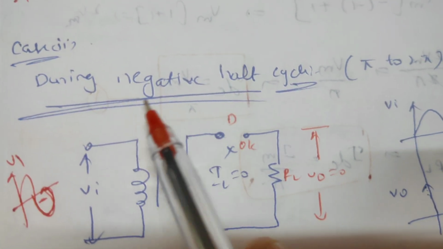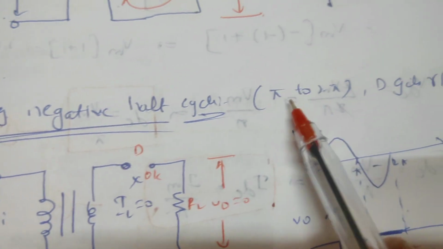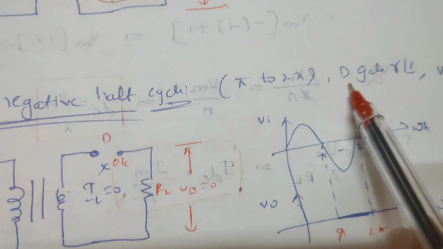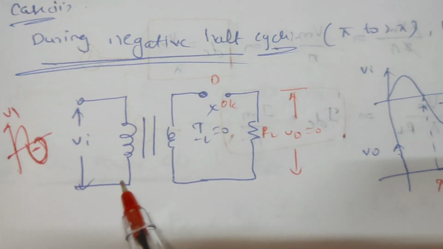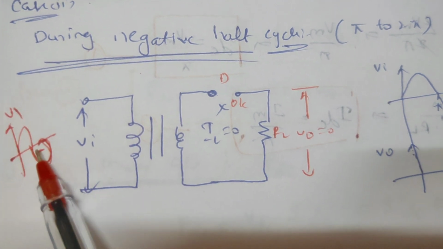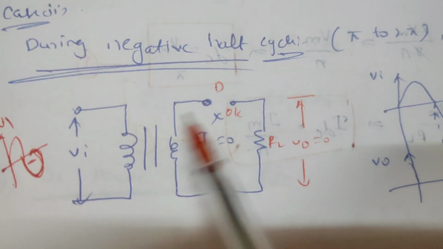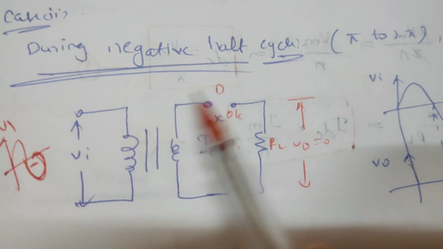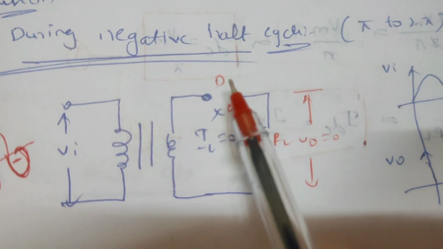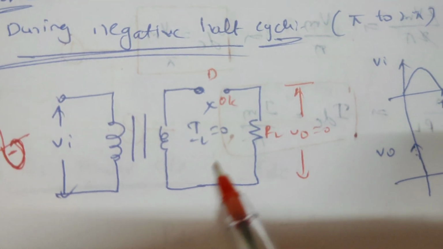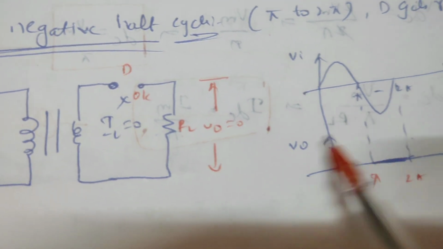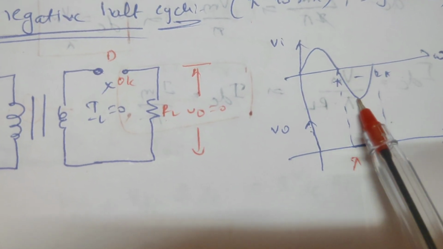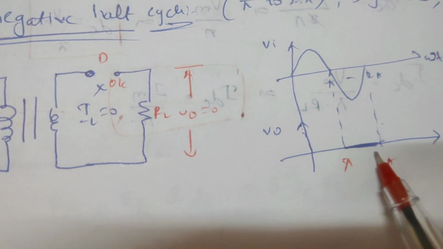Now coming to the negative half cycle, this is case 2. During the negative half cycle, that is the time period pi to 2 pi, the diode gets reverse biased and the output voltage is 0. This is the circuit diagram, and here we are applying a negative half cycle to the transformer. For the negative half cycle, the diode is reverse biased and simply acts as an open circuit. There is no current, so no voltage is developed across this load resistor. Hence the output voltage is 0.